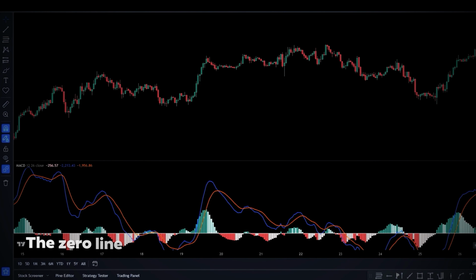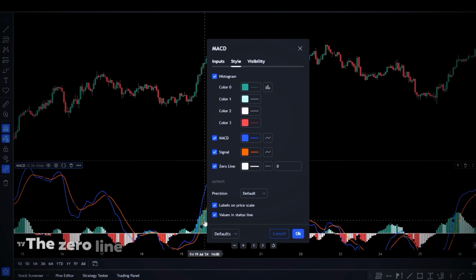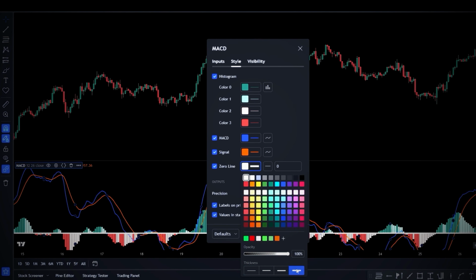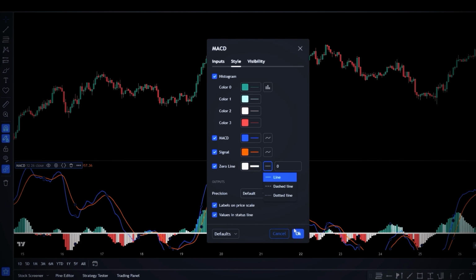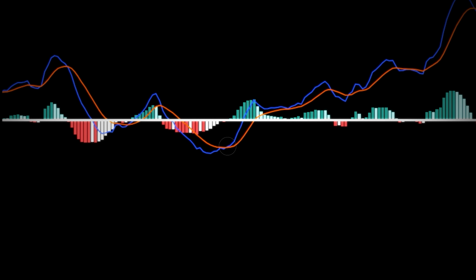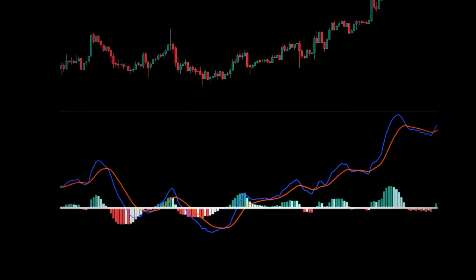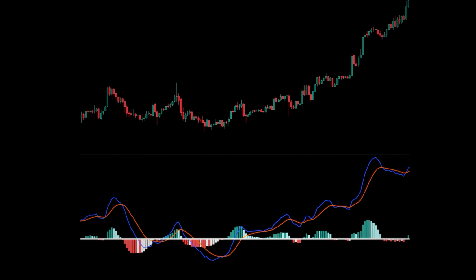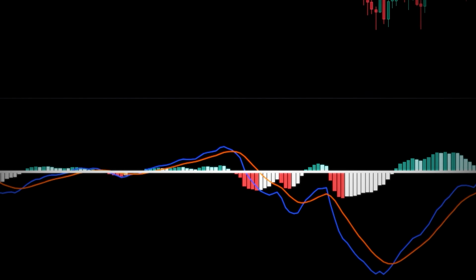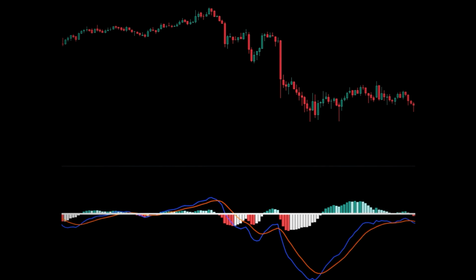Now we're going to talk about the zero line. You'll find it in the midpoint of this indicator. If you want it to be more visible on your chart, simply double-click the indicator, open up the settings. From there, go ahead and change the color, size, or other settings of the zero line. Whatever makes it clearly displayed for you. When the MACD line crosses from below to above the zero line, we consider this a bullish signal. In reverse, if it crosses from above the zero line to below, we consider this a bearish signal.